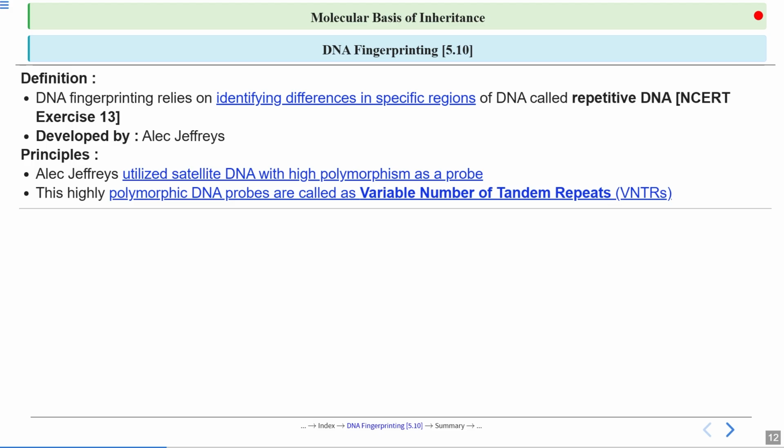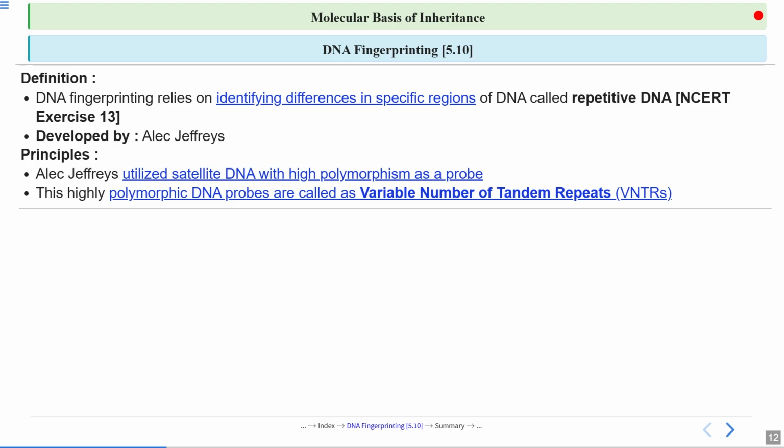So when density gradient centrifugation was done for the whole genome, what happened? The repetitive DNA separated and gave a small peak, what we call satellite DNA. These also have what? Repetitive sequences. So scientists utilized this satellite DNA, which has high polymorphism, meaning high variation among individuals in the population, as a probe.